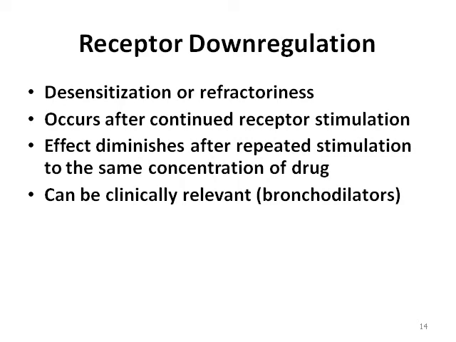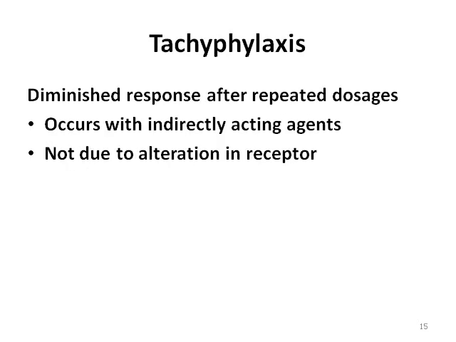A couple of examples would be bronchodilators. Asthmatics that are using inhalers will a lot of times develop a resistance or refractoriness to the bronchodilator, meaning larger doses are needed, and that's due to receptor downregulation. We see this also in chronic pain patients that are taking narcotics, where the longer they take the narcotics, the more it takes to get the same effect.